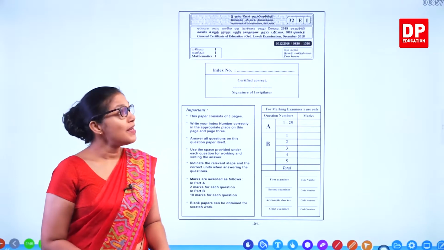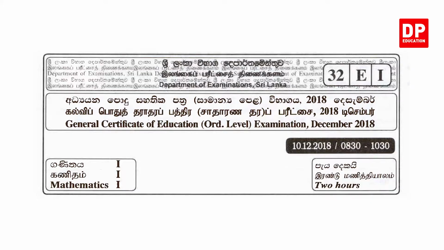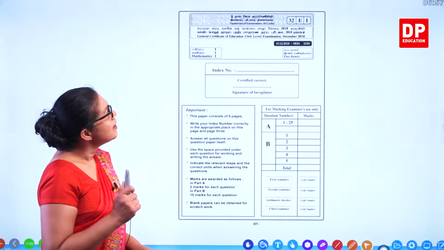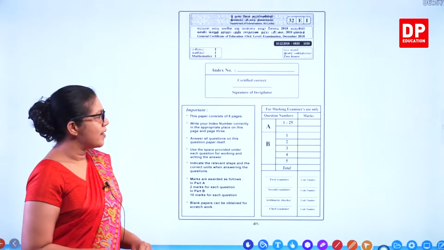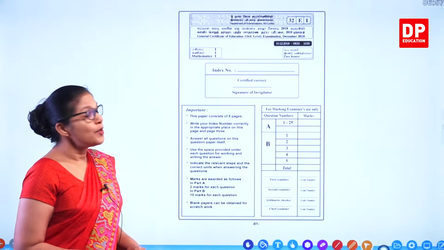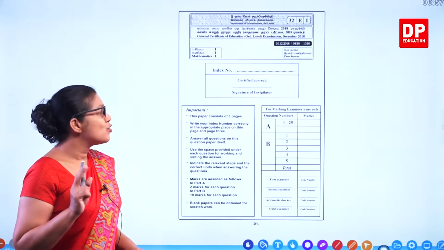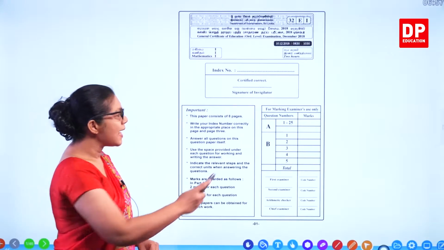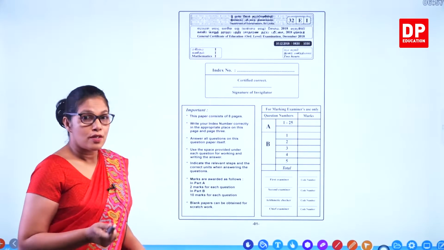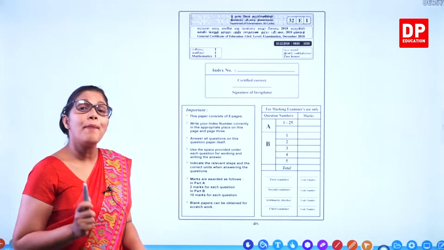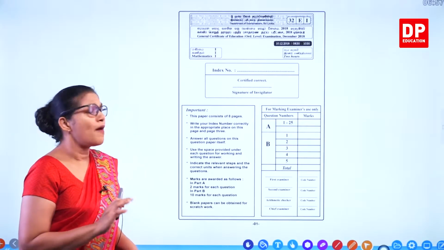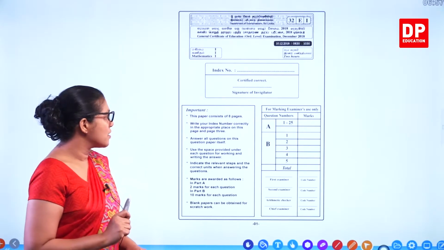Hello students, today I am here to do the 2018 O-Level examination paper, and this is paper 1. In this paper you get 2 hours and 2 parts are there. Part A you get 25 short questions and part B 5 questions. So you have to answer all questions.